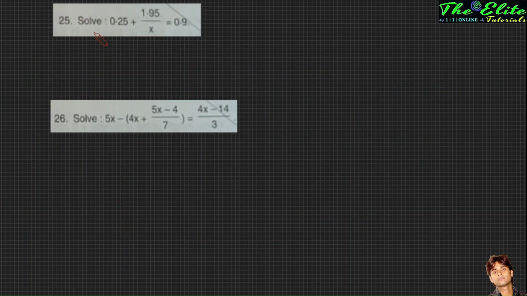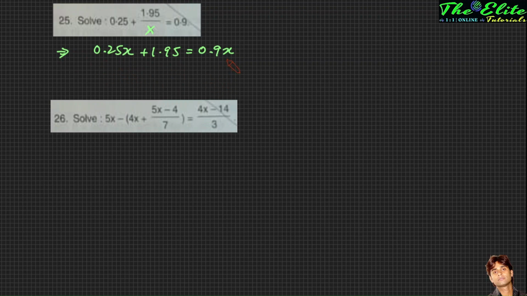Question number 25 is very easy. Again, in this fraction form, x is the only number on the denominator side. So x will be your LCM, right? So you are going to do nothing but multiply each term by x. What will happen if you multiply each term by x? x will get cancelled, and now here it will be 0.9x. Clear? So this is one thing you had to do, and now you know what to do next.